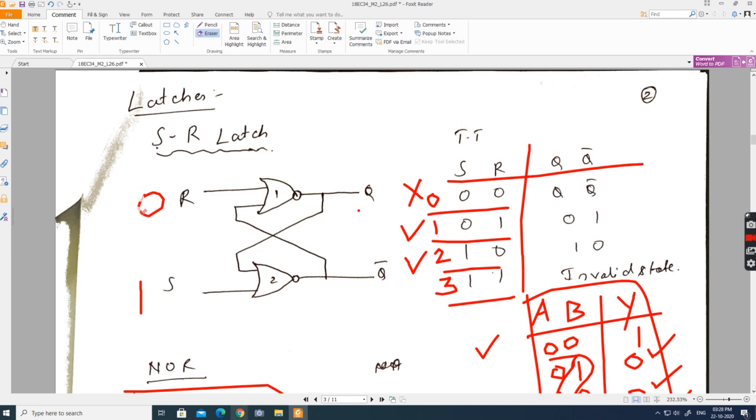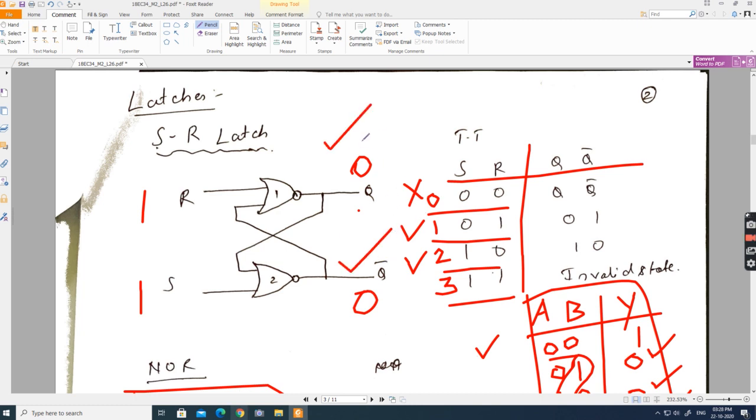Now, the next condition is what? S is equal to 1, R is equal to 1. If S is equal to 1 and R is equal to 1, what will be the condition? R is the input to NOR gate 1. What will be the output of NOR gate 1? 0. Now the input to this NOR is also 1. What will be the output? Output will be again 0. So Q is 0, Q bar is also 0.